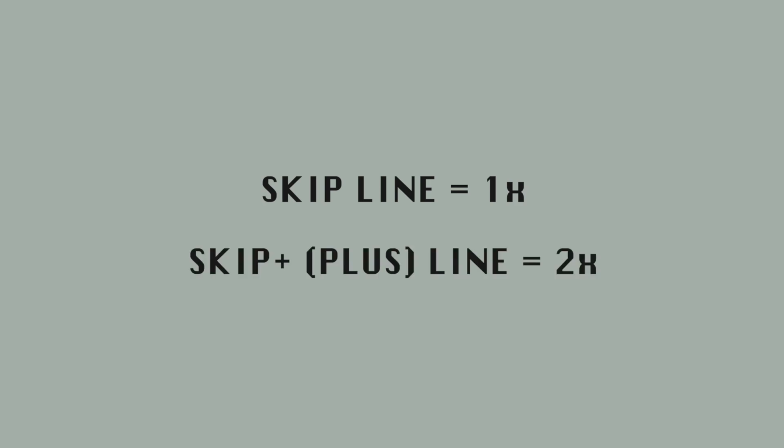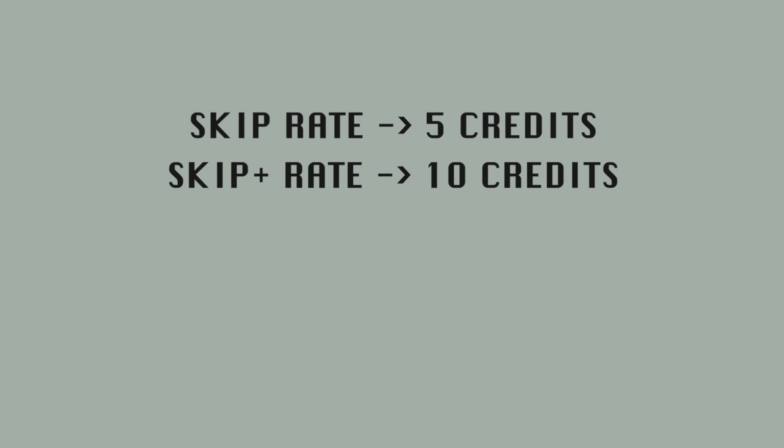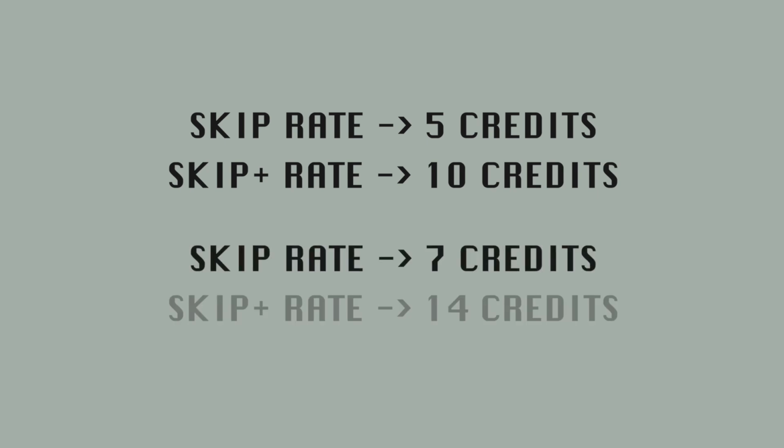Now, whatever you set the cost of your first paid line to, the skip line, the second paid line, or skip plus line will be double that automatically. So if you set the skip rate to say 5, then the skip plus rate will automatically be set to 10. If you set it to 7, then skip plus will be 14, and so on. Now, these lines separate your overall queue into 3 distinct priority zones: free, skip, and skip plus.